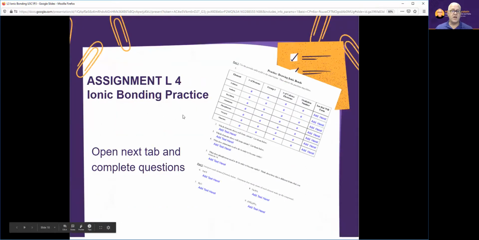Now, on this assignment, you're going to open up assignment L4. There is a Google slide there. You will enter the information. You're going to practice ionic bonding. You'll need your periodic table so you can get what element number it is, the number of valence electrons, and its oxidation number. And then you're going to need to enter into there what kind of ion it will form. It'll either be an anion or a cation.